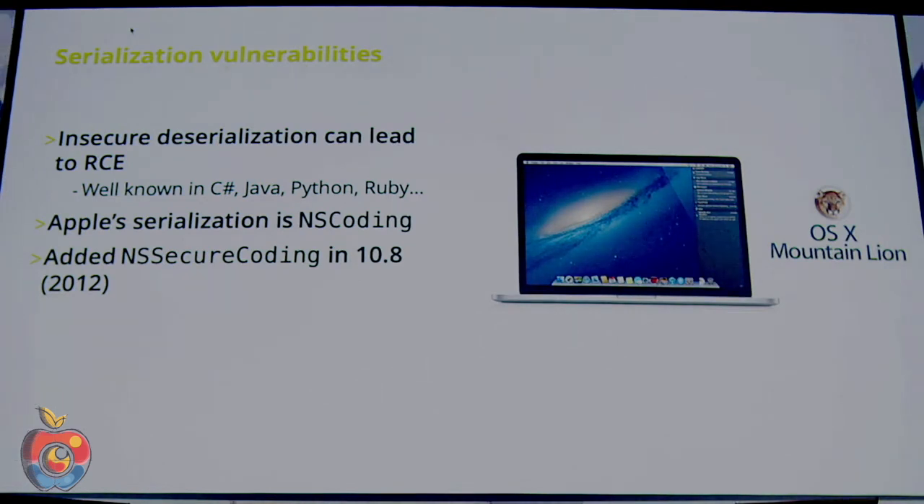And Apple also has a serialization format called NSCoding. But Apple also realized this risk of insecure deserialization. And they realized this back in 2012. So they added a secure variant, NSSecureCoding. And that's back in Mountain Lion. But the older version of the protocol is still in use. It still exists. And it's still used in certain places.